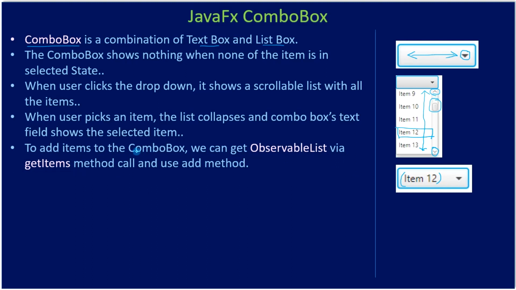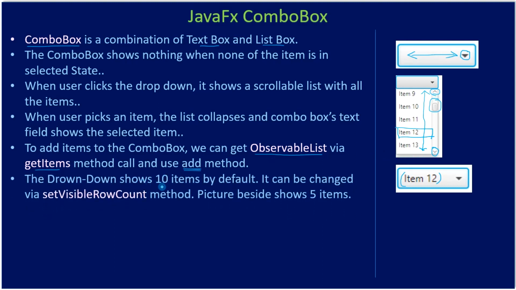To add items to the combo box, we can get observable list via getItems method. That means getItems you will call on the combo box that will give observable list. Then from the list you can use the list manipulation method. So for example, here you will make a call to add method. So this will add an item to the observable list, and combo box presents the items via this observable list. Since the observable list has a new item via the add method, that will also get shown here. That means practically the item what you added to the observable list will be shown here or will be added to the combo box.